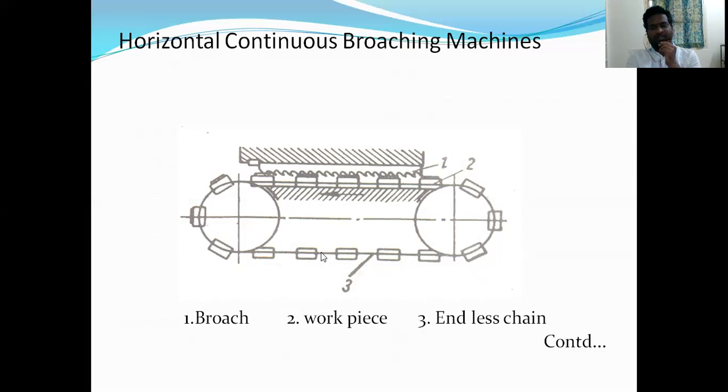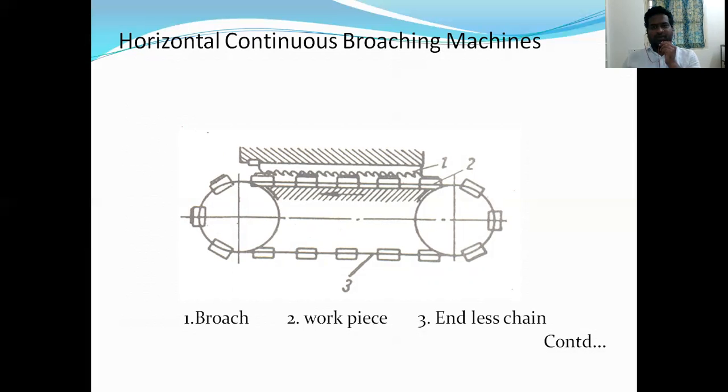With this, we get the finished product from raw material. We have fixed the raw material on this endless chain, so continuously we are getting the finished product from that chain. We are loading and unloading the workpieces while doing the operations on the horizontal continuous broaching machine that we have observed in the diagram. In simple terms, there is a circular motion, we have fixed the workpieces on that circular motion, and the cutting tool, the broach tool, is fixed at one position.